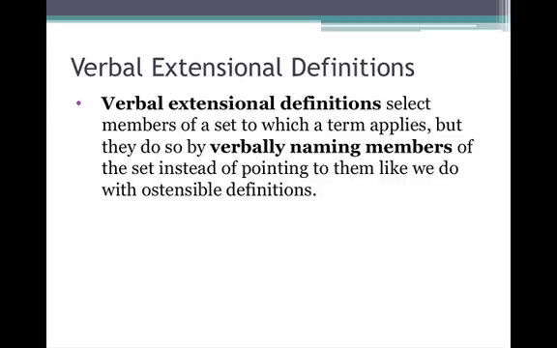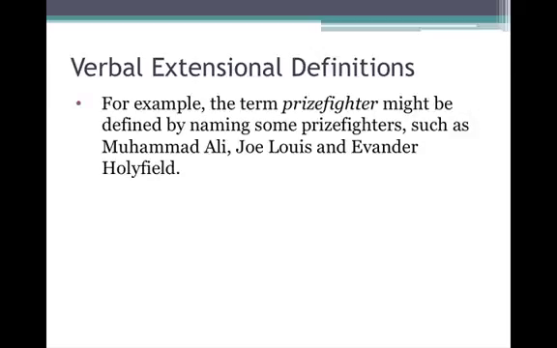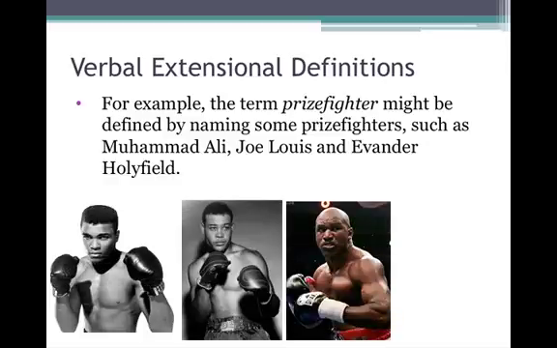Verbal extensional definitions select members of a set to which a term applies, but they do so by verbally naming members of the set instead of pointing them out like we do with ostensive definitions. So, for example, if we had the term prize fighter, if we were giving a non-verbal ostensive definition, we would just point at the prize fighters. But let's say there are no prize fighters nearby. Instead, you can try to get someone to understand the term by naming prize fighters, such as Muhammad Ali, Joe Louis, and Evander Holyfield.